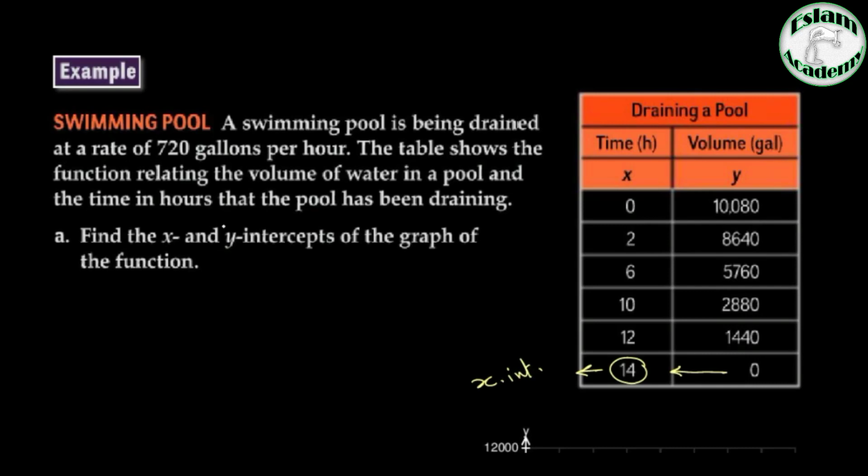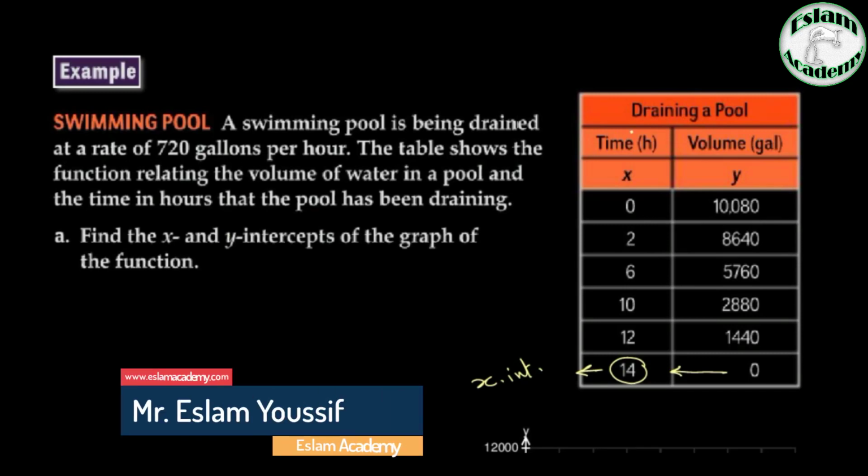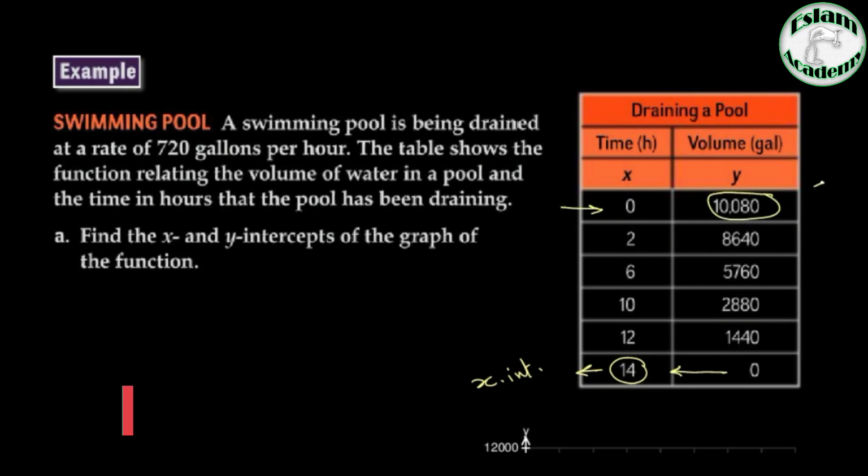To find the y-intercept, it means find the value of y when x equals 0. Now we need to look at x when x equals 0. x is equal to 0 when y equals 10,080. So this point will be the y-intercept. Then the x-intercept is equal to 14 and the y-intercept is equal to 10,080.